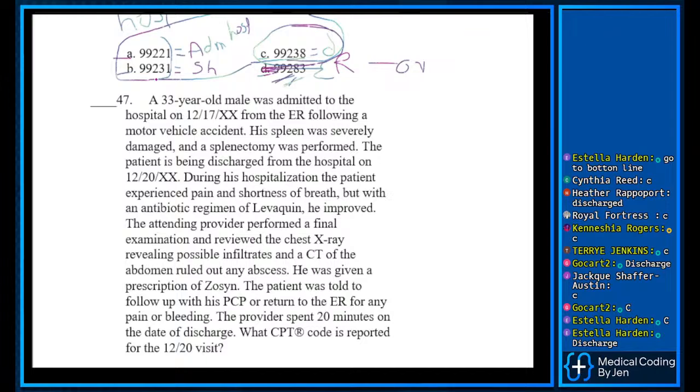These two are admits or admission related codes. This one isn't even an admitted hospital code, that's an outpatient code. And the only discharge is that one. Yep, yep, yep. Good job. C is it. C is correct. Good job.